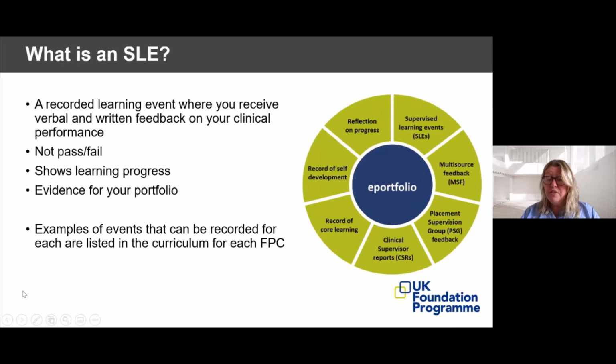Portfolio is where all the evidence of learning and progress is recorded and stored. SLEs form a part of this learning, in addition to various forms of feedback on behaviours and team working. It is very important to remember that these are not pass-fail and that the feedback you receive is where the value lies. Next slide, please.